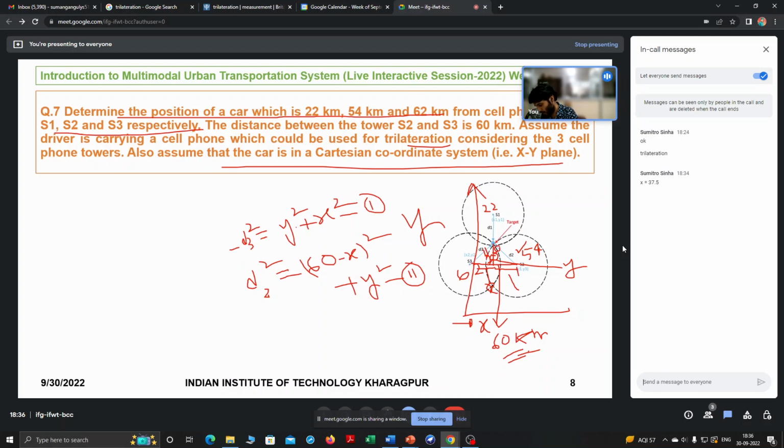So what is your y? 37.73 I am getting. You are getting 37.5. Am I correct? Although these values are close, I think you should also get the same thing. If you recalculate, I think you will also get the same answer. Right, so this is the x and y value.